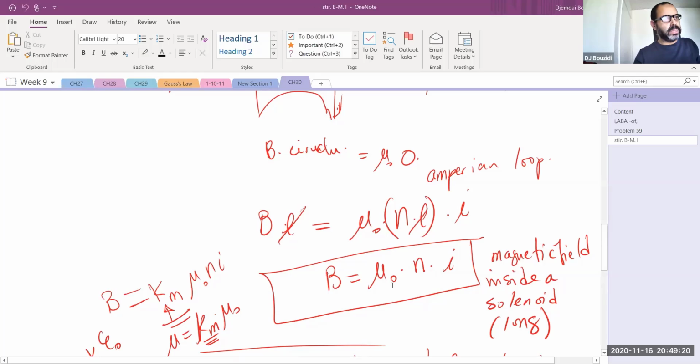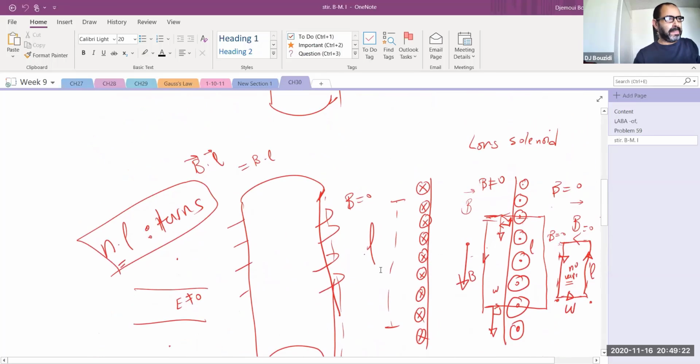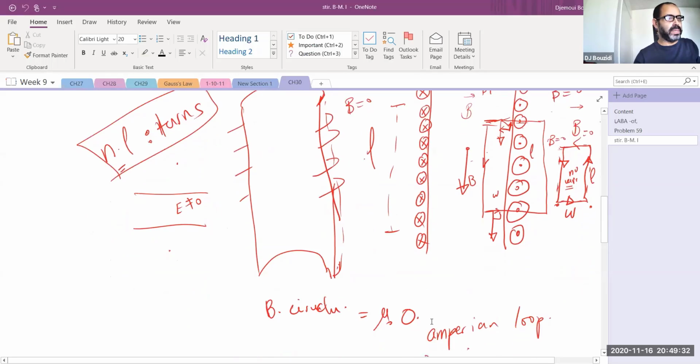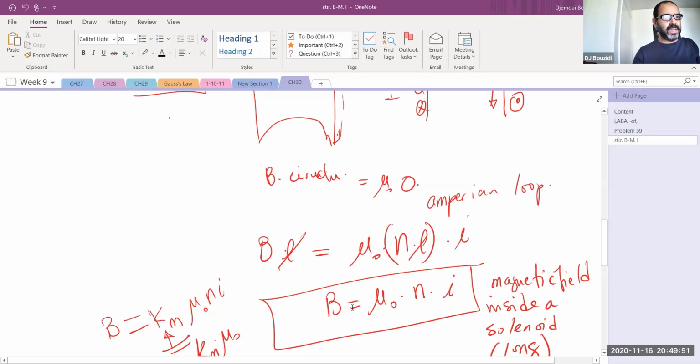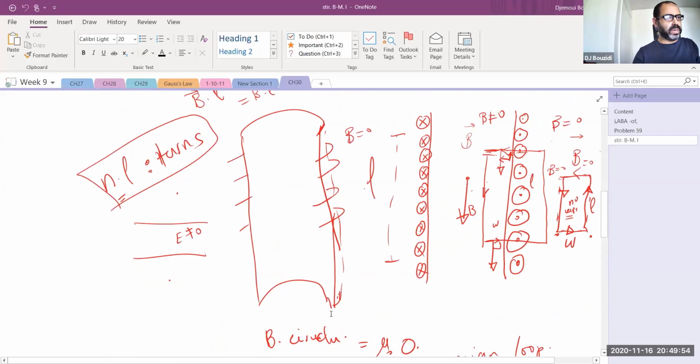That's the n. Mu naught depends on the medium. Obviously, in practice, you don't use the vacuum as your medium. You actually use metals with high permeability to increase the magnetic field, since you would want B to be as high as possible. So instead of using mu naught, you're going to use Km, the relative permeability of the medium, times mu naught. And of course, it has to do with the electric field; it's the electric field that creates a magnetic field. So we were able to find the magnetic field for a long solenoid.